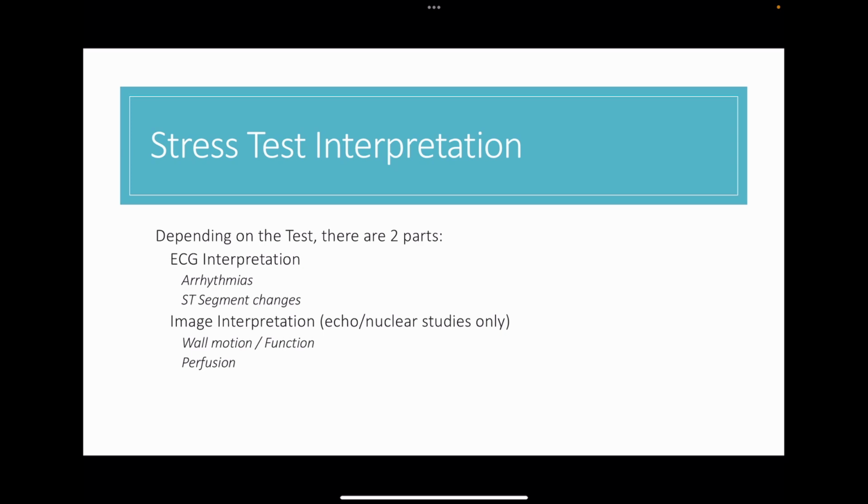Image interpretation: looking at wall motion. How is the wall contracting? How is the left ventricle wall? Is it squeezing appropriately? If not, that means there's underlying damage to the heart because it's not squeezing the way it's supposed to. Perfusion is the big one. Where is this blood going? Are all the arteries that feed the heart patent? Is there enough blood getting through?